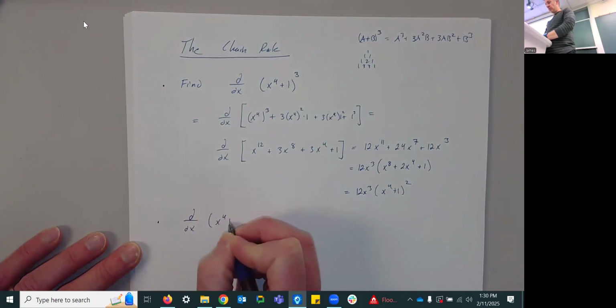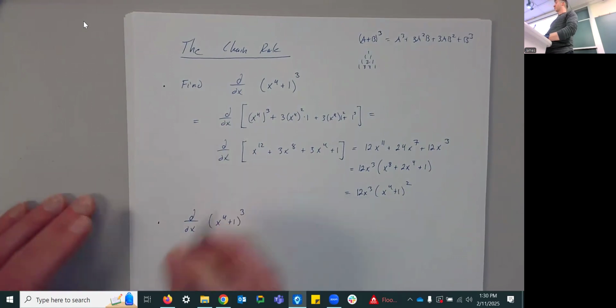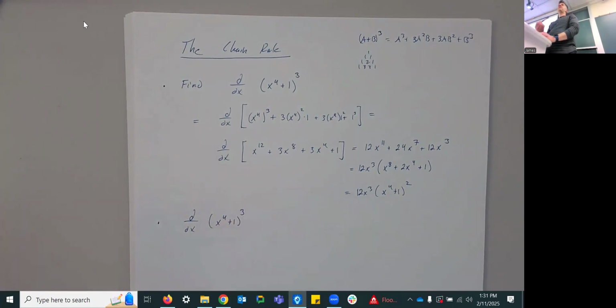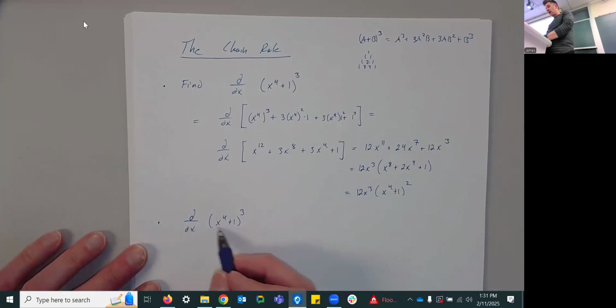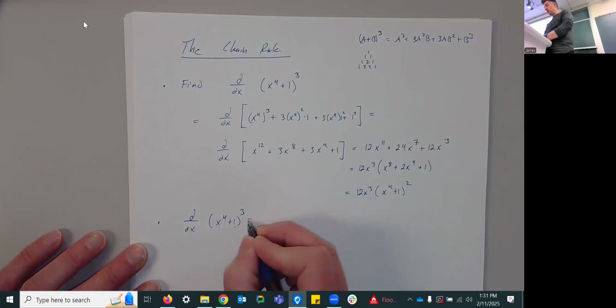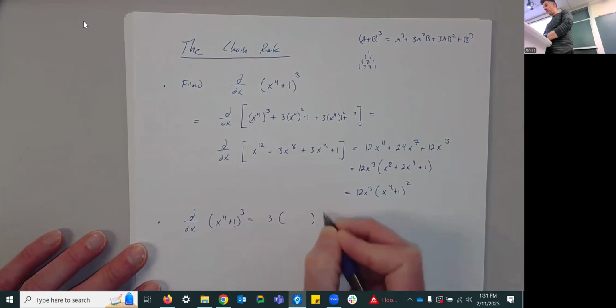And this is the language I like to use, and I would encourage you all to use. I have some stuff to the third power. What's the derivative of x cubed? Right, you all know it's 3x squared. So replace x with some stuff. The derivative of x cubed is 3x squared. The derivative of some stuff cubed is 3 times your stuff squared.